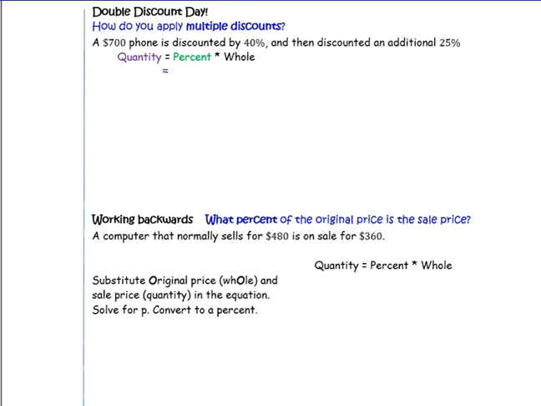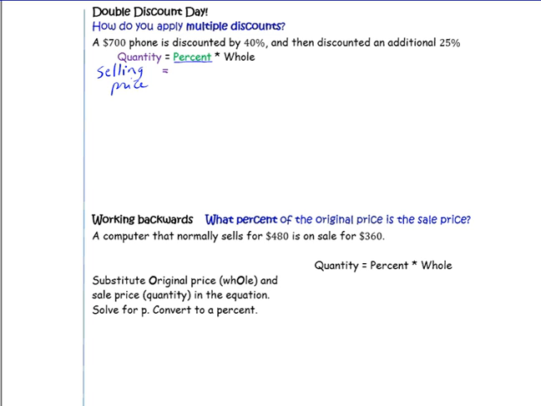Next, hey, it's double discount day. How do you apply multiple discounts to find the new cost? A $700 phone is discounted by 40% and then discounted an additional 25%. So we're going to go ahead and start with our percent formula. Quantity equals percent times whole. And the quantity is going to represent the selling price. The percent is a double discount percent. So you're going to actually have two for this section.